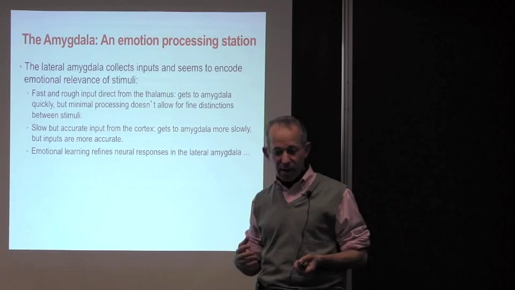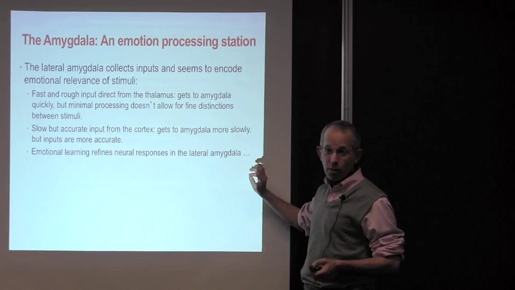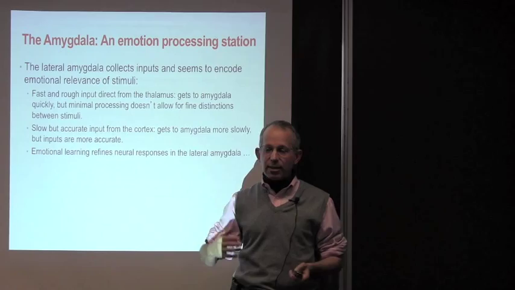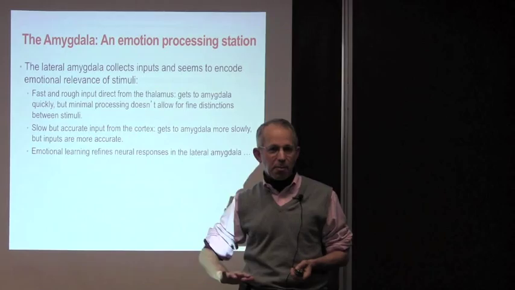There's also slow but accurate information from the cortex. Joe Ledoux has a diagram, which would be nice to put here, that shows somebody walking in the woods and seeing a snake. The idea is that the fast pathway recognizes that as a possible threat shape, and you can see the immediate response even before you recognize what it is.